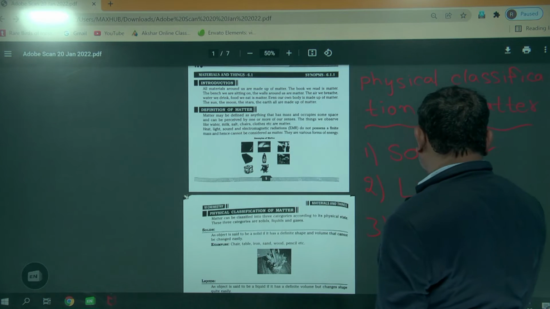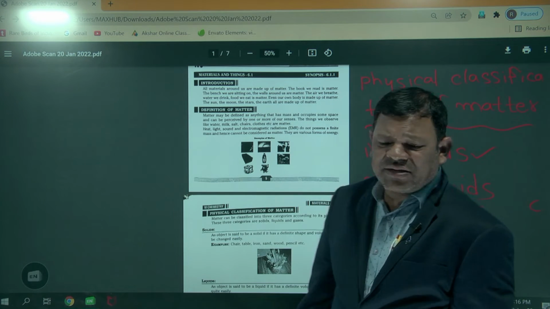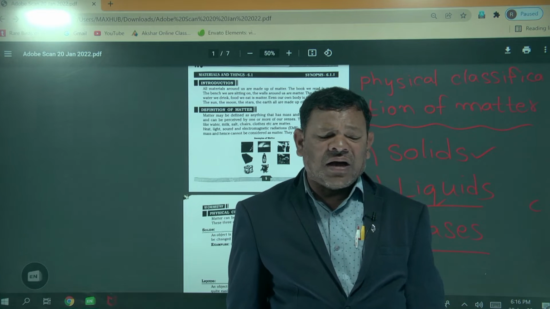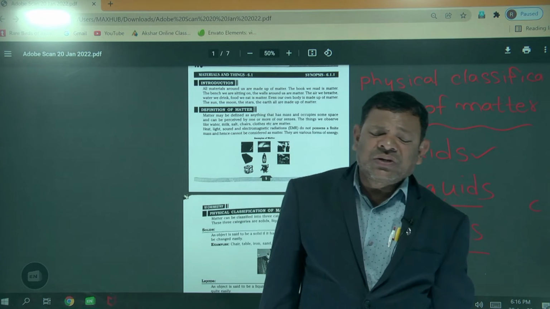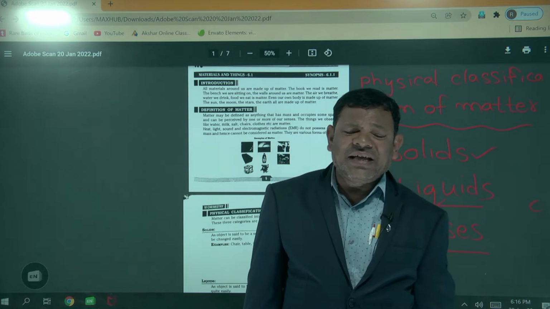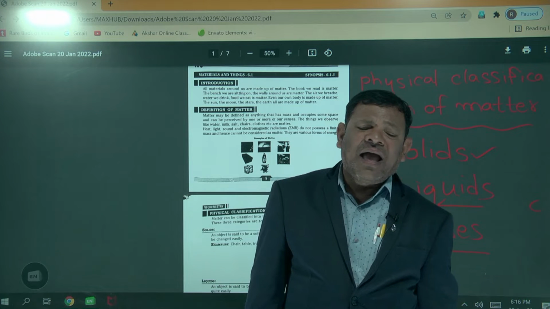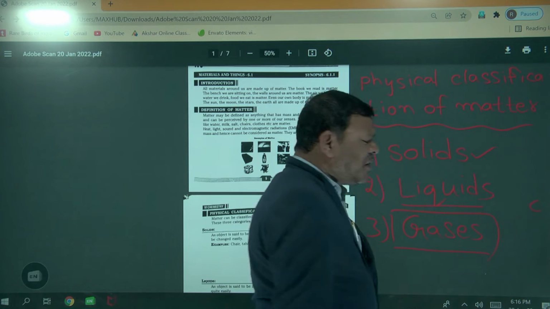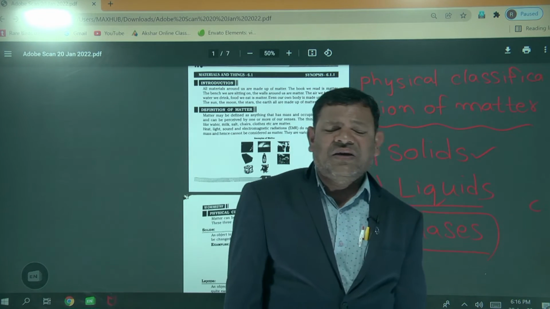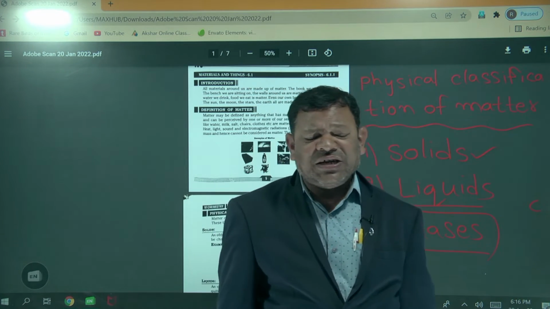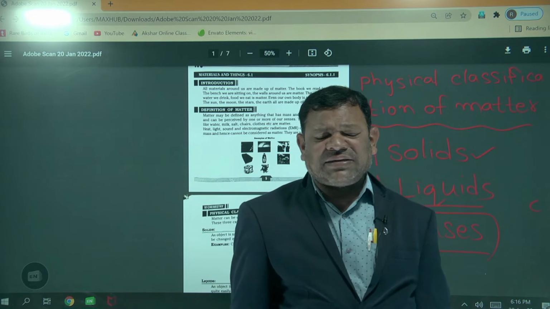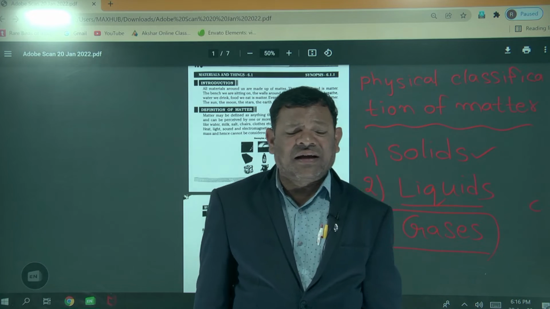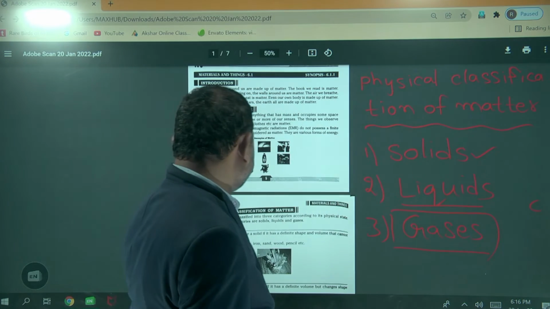Can you give examples of the liquid state? Examples of the liquid state: oil, water, milk, kerosene, diesel. These are all examples of the liquid state. Can you give examples of the gaseous state? You know very well: oxygen gas, nitrogen gas, carbon dioxide gas, water vapor. These are examples of gases.